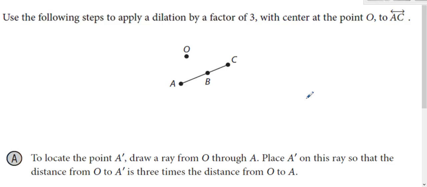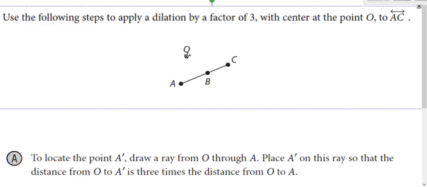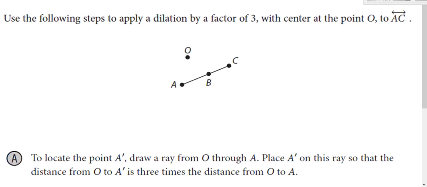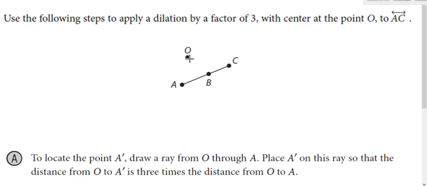We can perform a dilation with a compass and straight edge. So the first thing you need to do is from O, which is going to be our center of dilation, you draw a line that goes through A. So you go all the way from O through A. A prime has to be on that line somewhere.